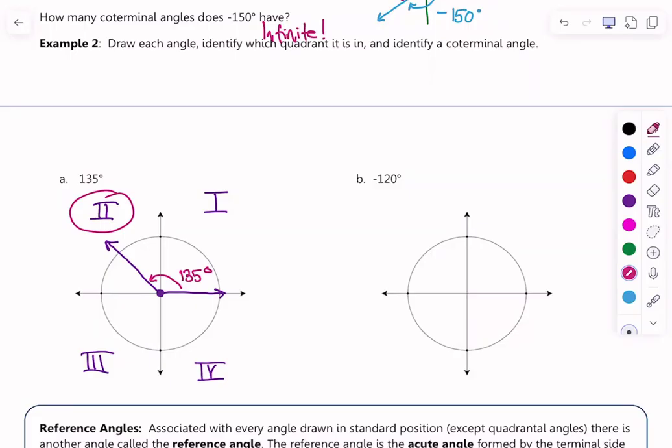Now, negative 120. Again, I'm going to put it in standard position. Let's think about this. From here to here is negative 90, so I need an additional 30 degrees. It looks like I'll probably stop around there. Again, I'm going to mark that as negative 120. And what quadrant would that be in? That would be in quadrant 3.